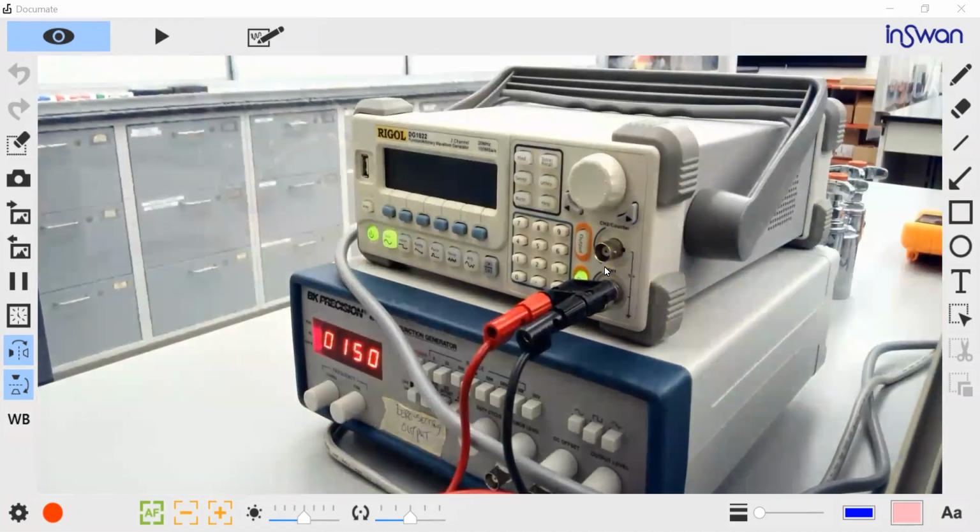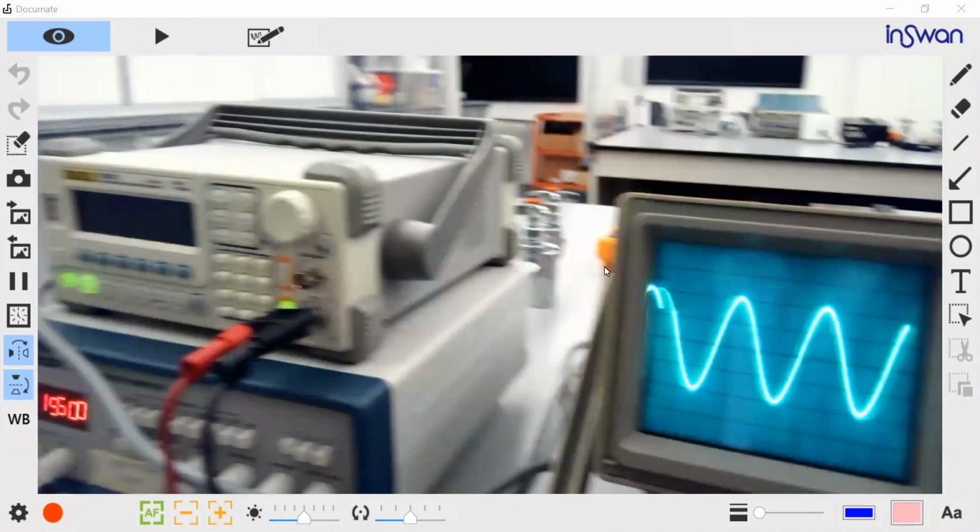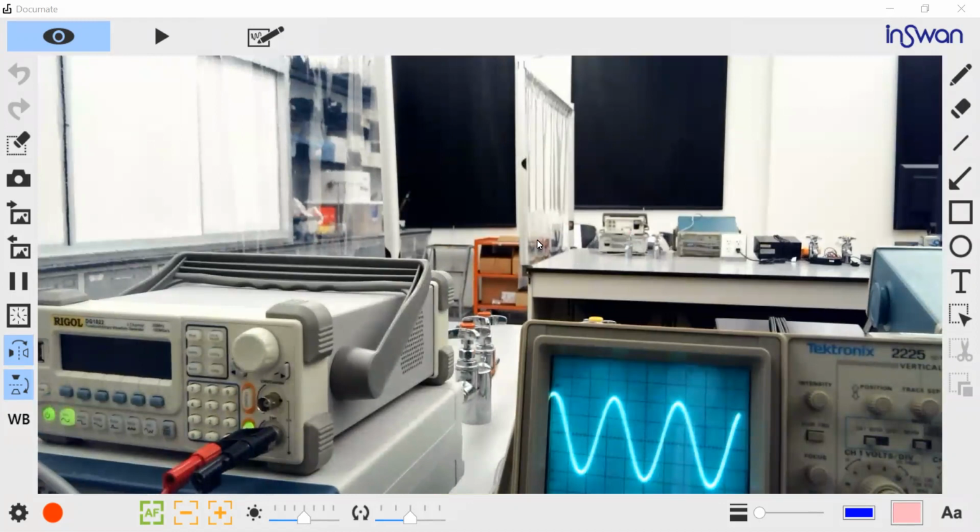Okay, so now this will be your identification of the buttons of the oscilloscope and the frequency generator. Okay, so let's do the Lissajous figures in the next one.